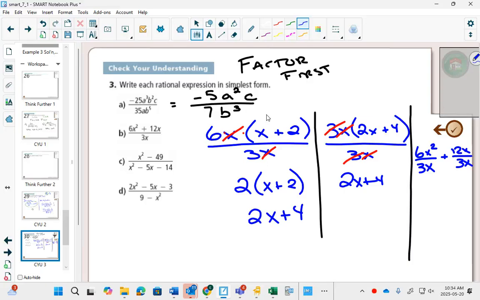and then when you break it up, you're like, hey, what can I do in my first fraction? 6 divided by 3 is 2. X squared divided by x is x. Second fraction, 12 divided by 3 is 4. X divided by x would go away. And we get the same answer sort of in 3 different methods.